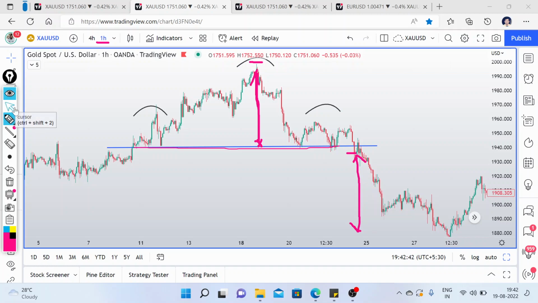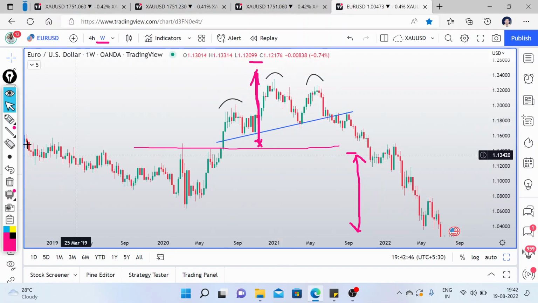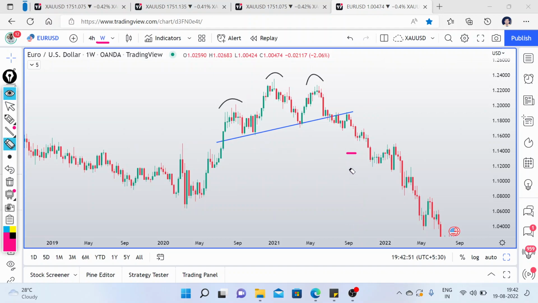Let me give you another example on EURUSD. This is on the weekly time frame, as you can see from here. The price was initially in an uptrend, and after that we have a high over this point, and then price makes a low, then this high, then a low, then this high, and then finally you can see a breakdown and a good decline.